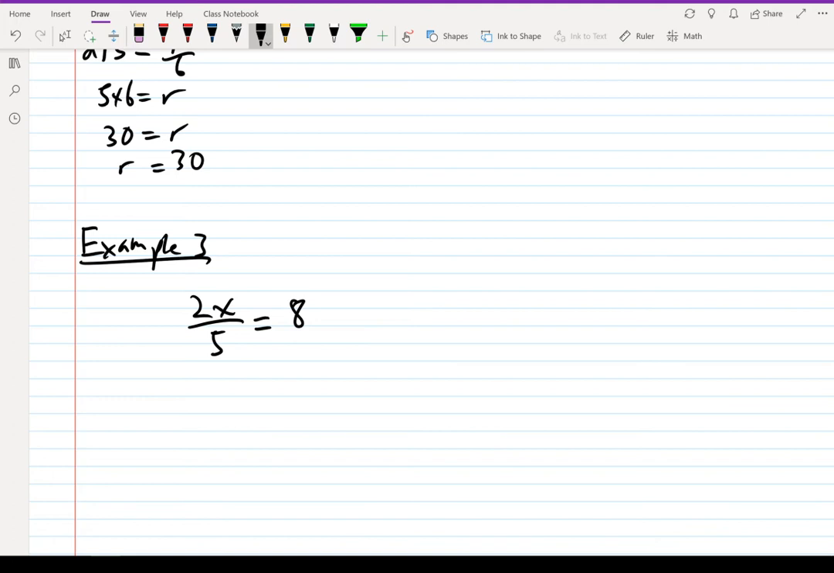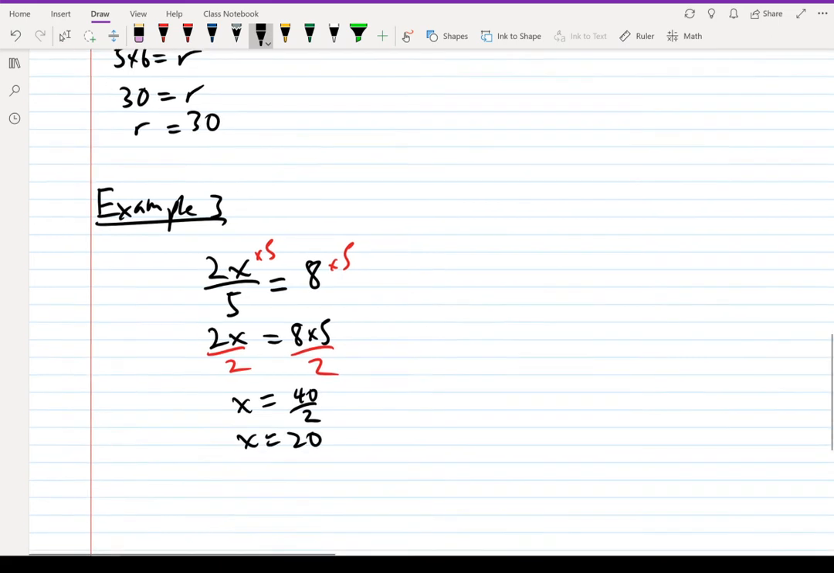So you can do it separately. You can multiply both sides by 5 to get rid of the 5 at the bottom. Okay, so that's the first step. And so you have 2x is equal to 8 times 5, which is 40. And then now with this one, you can divide both sides by 2. And so x is essentially 8 times 5 over 2. Well, I can write down 40 over 2, and then that is the same as 20.